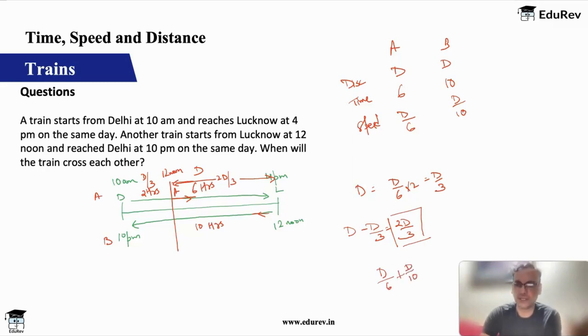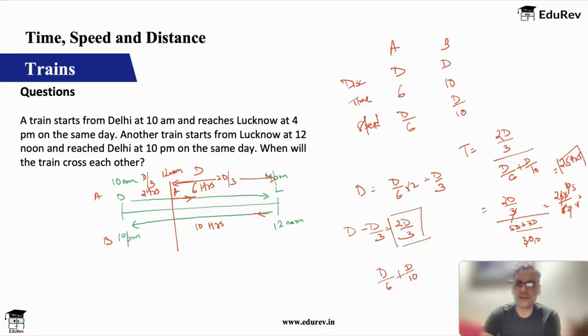And hence the time taken for them to meet will be distance upon relative speed. This should be my answer, and you can see that d will get cancelled. So 2d by 3 upon 6 and 10, LCM is 30. So this is 5d plus 3d. This is 10. So 20d upon 8d. D is cancelled. 20 upon 8 is 10 upon 4 or 5 upon 2, or it is 2.5 hours, 2.5 hours.